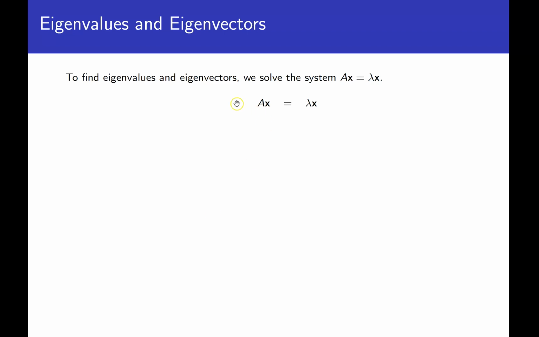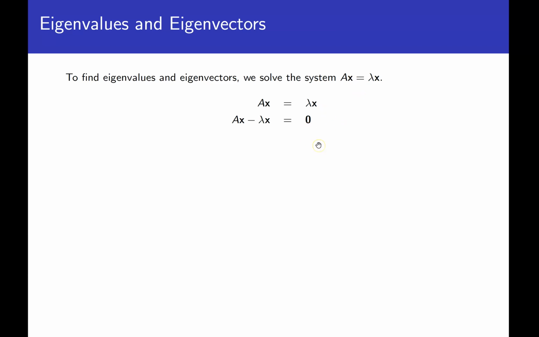So how do we find these things? Well, remember, we're trying to replace matrix multiplication with scalar multiplication. That's the whole idea. I don't know to start with what the lambda is necessarily and what the x is necessarily. So these are basically two unknowns that I need to know. I need to know what the x is, and I need to know what the lambda is. All right, so let's talk about how we can solve this.